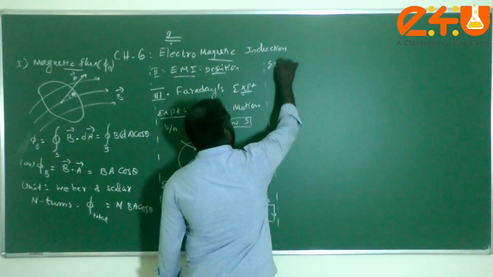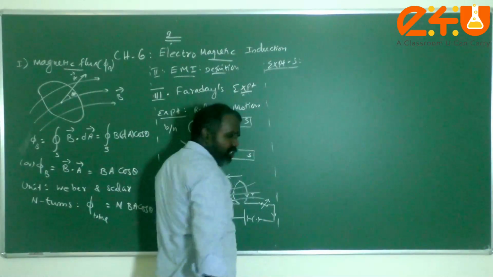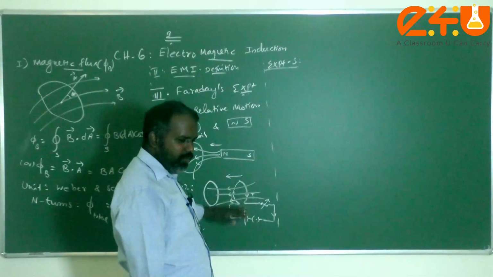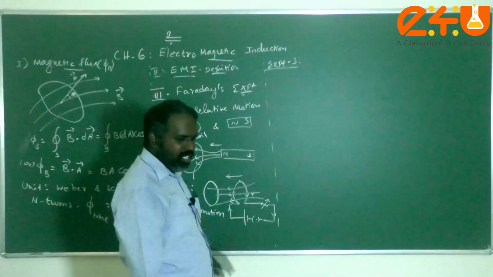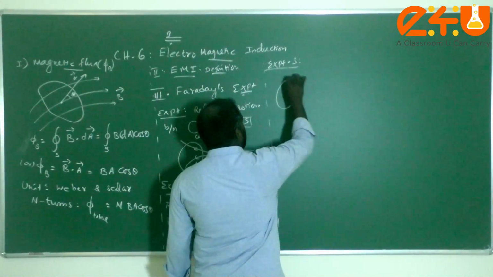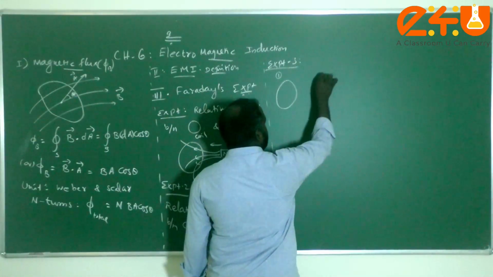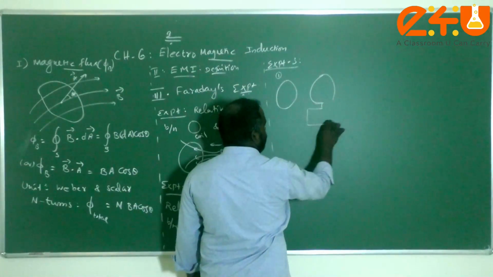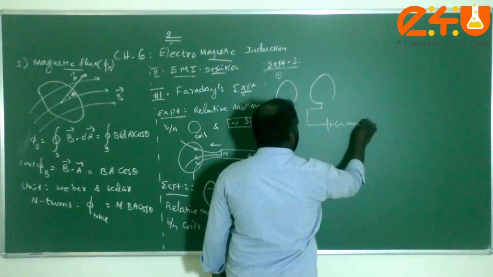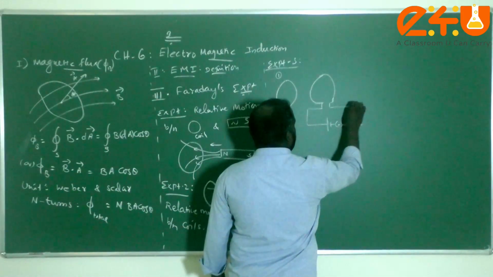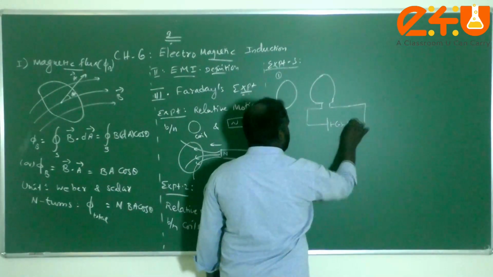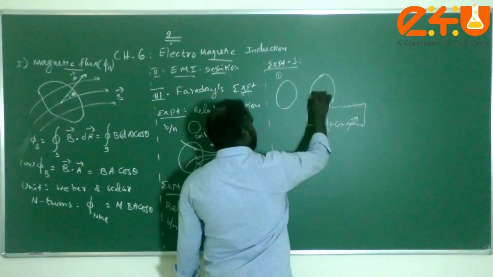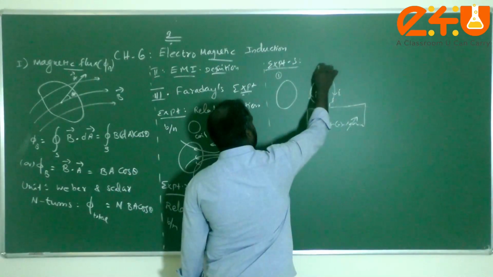The third experiment says you are fixing the coils, there is no relative motion between the coils, but you are simply changing the current in the circuit. So this is coil 1, for example, the current carrying coil. But now there is no relative motion between the coil and the magnet. There is no motion, no relative motion, but there is a change in current in the coil.